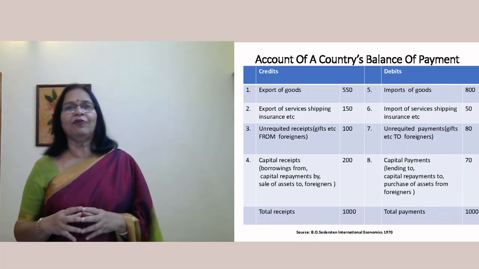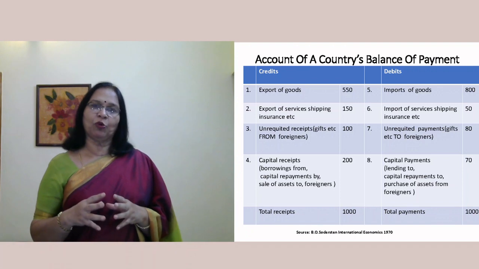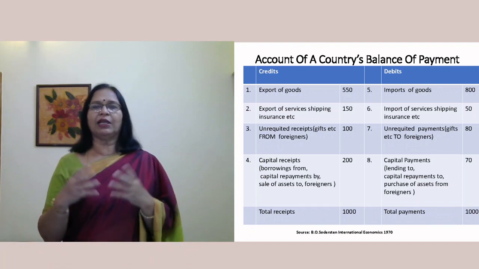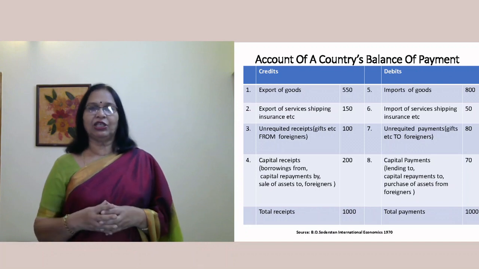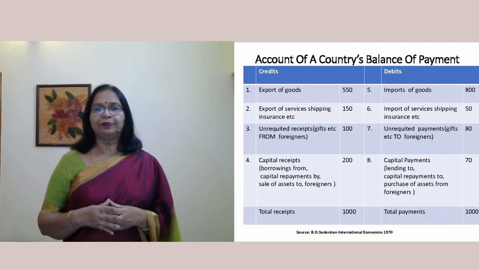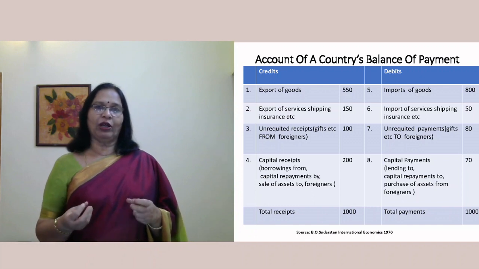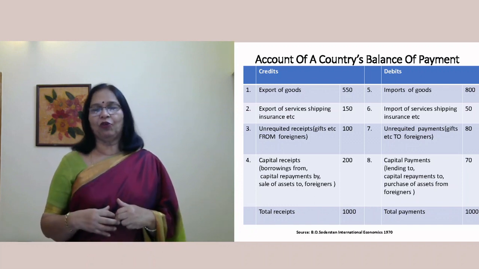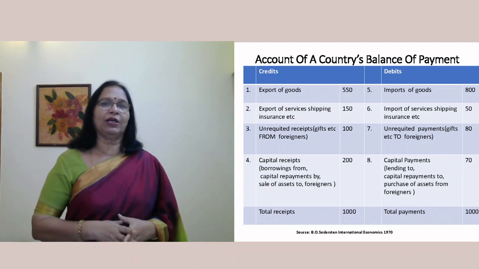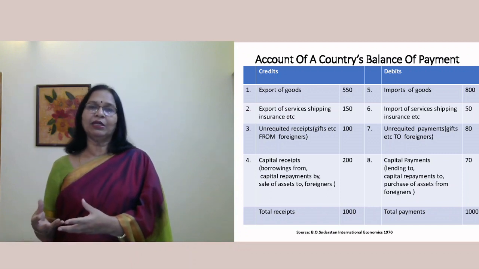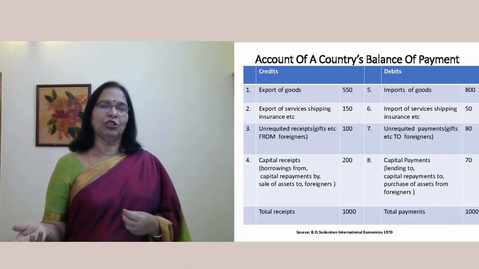The second item we have here is the export of services: insurance, banking, tourism, education. These are the kind of services that are exchanged between countries. So when we are providing these services to foreigners, we get a payment for them. That becomes a credit to the country. Similarly, when we are seeking these imports from others, we have to make payment to them.